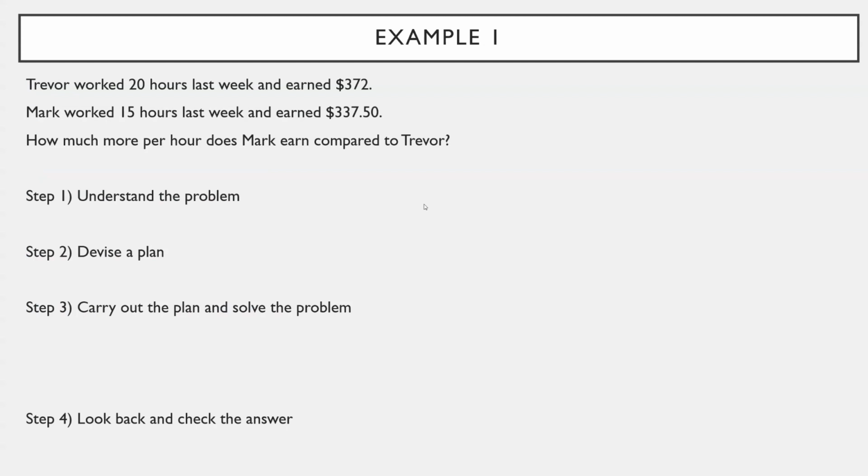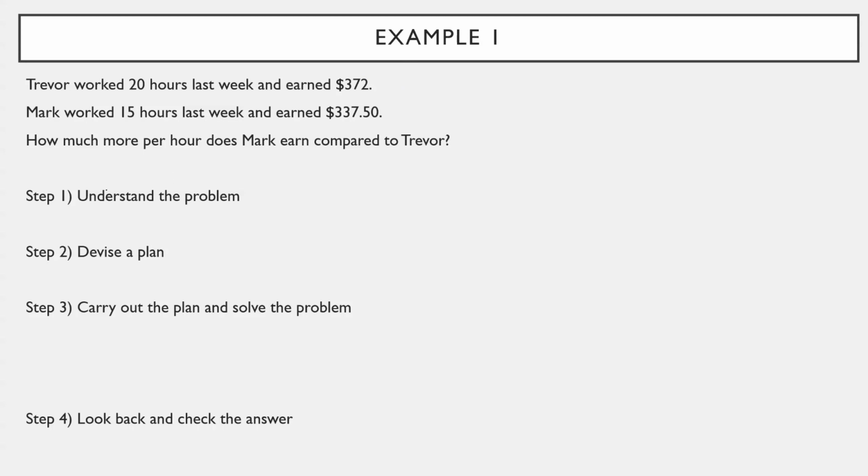We have 2 individuals, and this is what we're given. Trevor worked 20 hours last week, and Trevor's paycheck said they earned $372. Pretty good. Now, Mark worked 15 hours last week, so Mark worked less, and Mark earned $337.50. So he earned less money, but he worked less, okay? So just note that. The question is this: how much more per hour does Mark earn compared to Trevor?